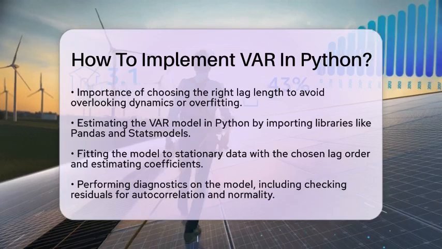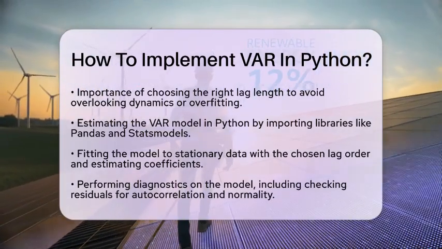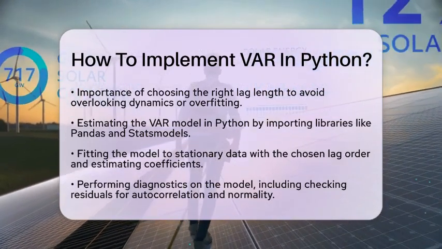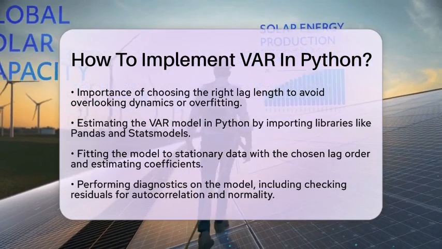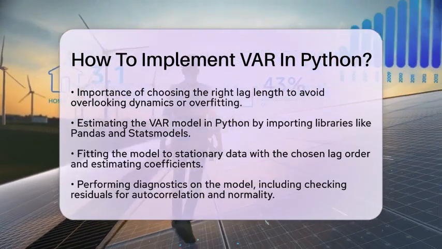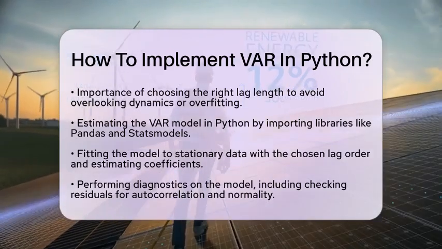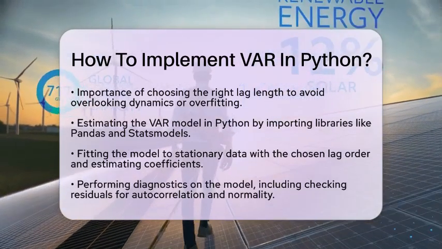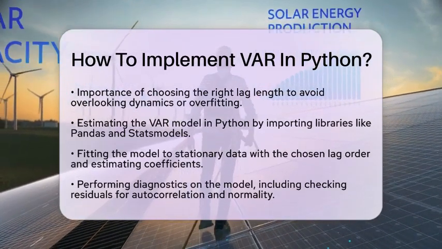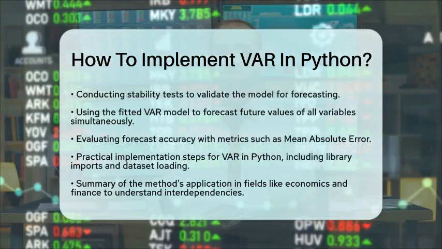After fitting the model, you should perform diagnostics. Check the residuals for autocorrelation and normality to validate your model assumptions. It is also wise to conduct stability tests to ensure your model is suitable for forecasting. Finally, you can use your fitted vector autoregression model to forecast future values of all variables at once. To evaluate how accurate your forecasts are, consider using metrics like mean absolute error.